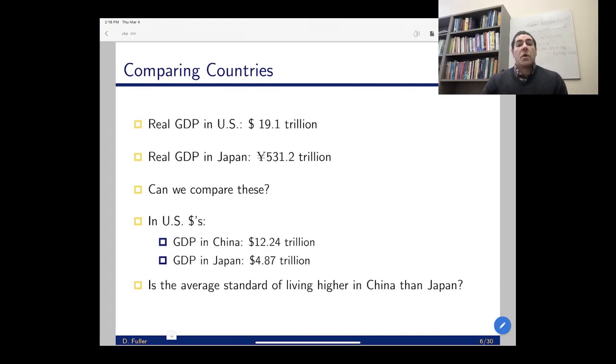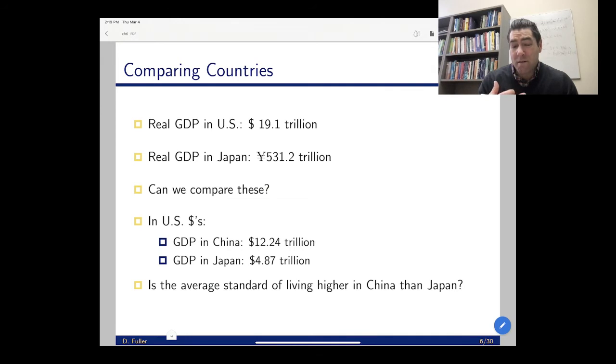change to make, we also need to take into account the size of the population. So if I compare total real GDP in China, if I make the conversion so they're both in the same units, here I'm going to put GDP of China and GDP of Japan in US dollars, which we'll learn how to do in an upcoming video. GDP in China is 12.24 trillion US dollars compared to Japan, which is 4.87 trillion. Based on that information, would you conclude that the standard of living is higher in China than Japan?